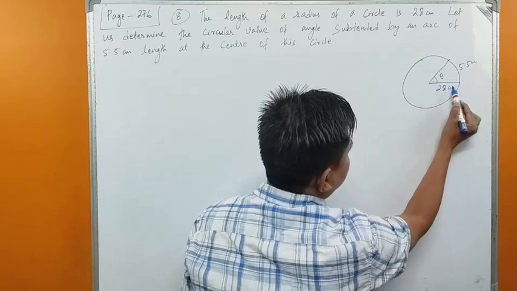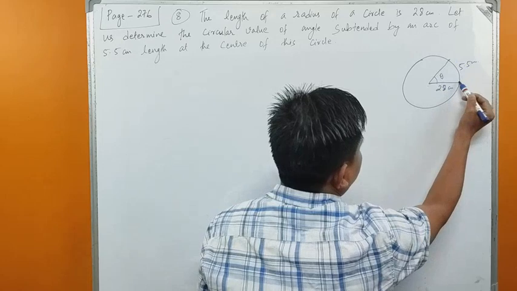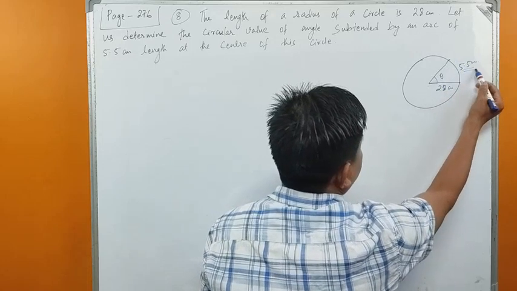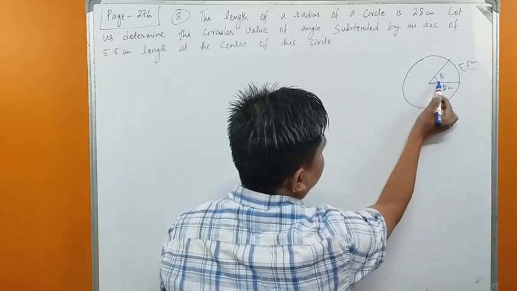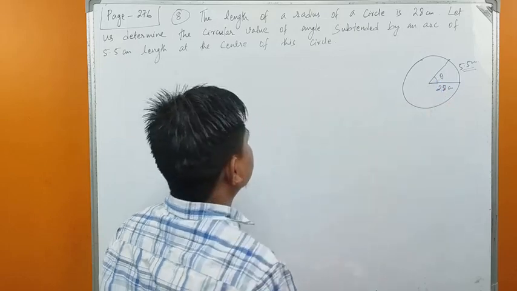This is the radius of the circle. The length of the radius is 28 centimeter. This is the length of the arc, and the length of the arc is 5.5 centimeter. So we are asked to find the circular value of this angle formed at the center. Let the angle be theta.